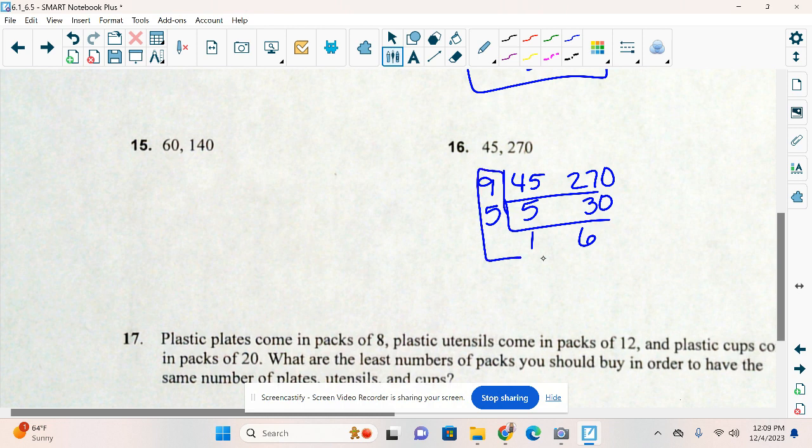So you multiply all those numbers together, 270, and you get 270. And your GCF would be, no, your GCF would be 45. Your GCF, this right here, is 45. 9 times 5 is 45.